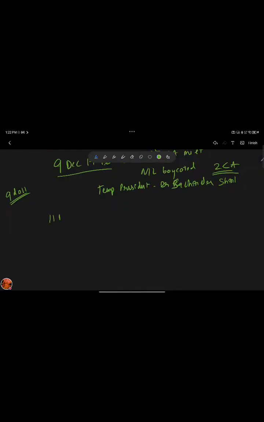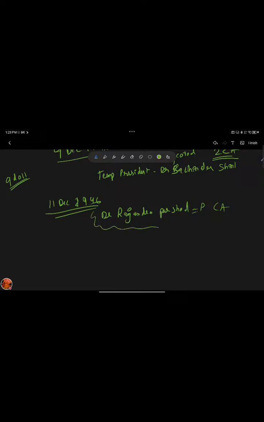Now on 11th December 1946, Dr. Rajendra Prasad became the president of the Constituent Assembly, and this is our first president too, Dr. Rajendra Prasad.